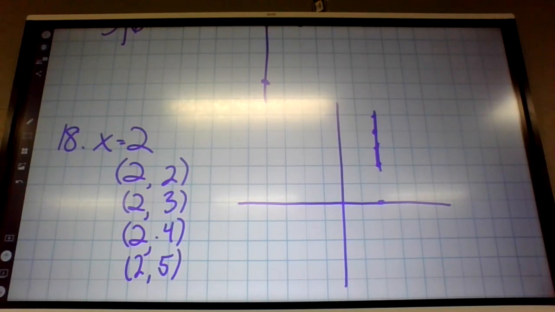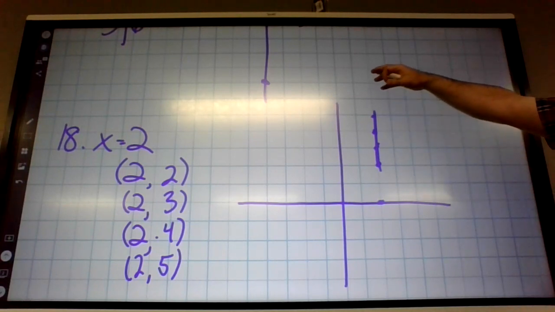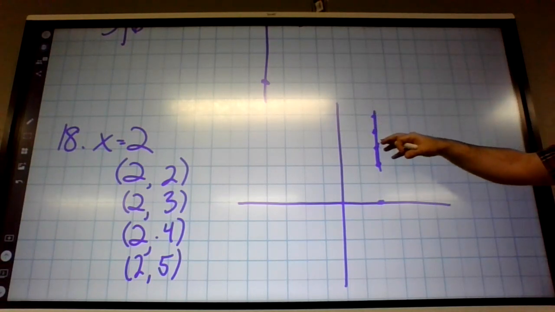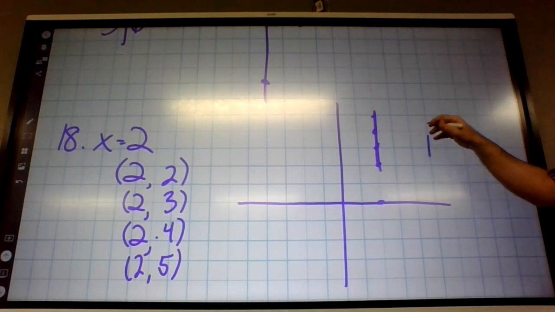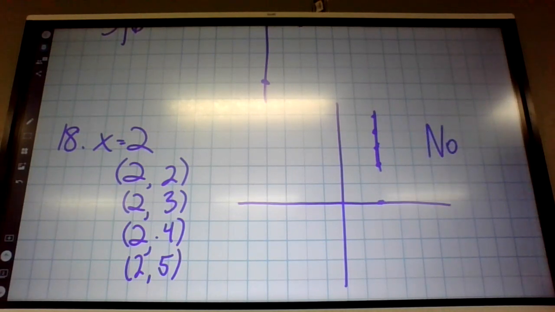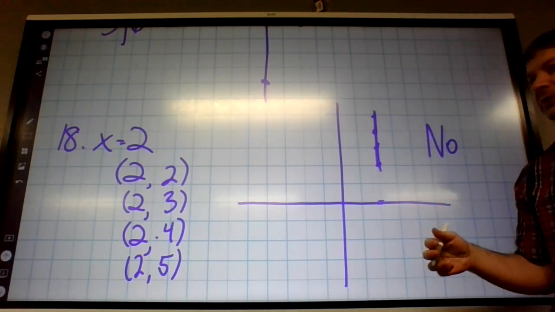Alright, is that a function? No. It fails the vertical line test. It hits at infinite points, actually. Points don't have any size. They don't take up any space. So you can fit infinite points between any two other points. You can fit an infinite number of points.